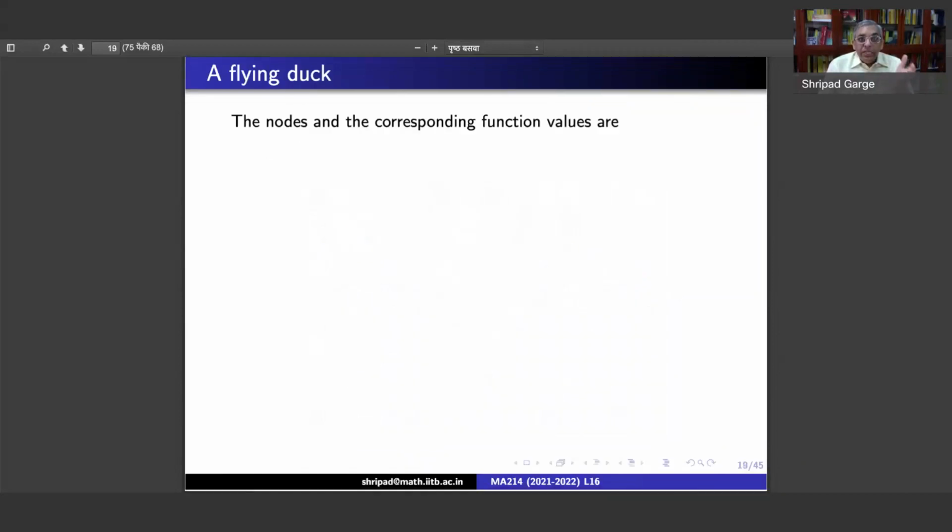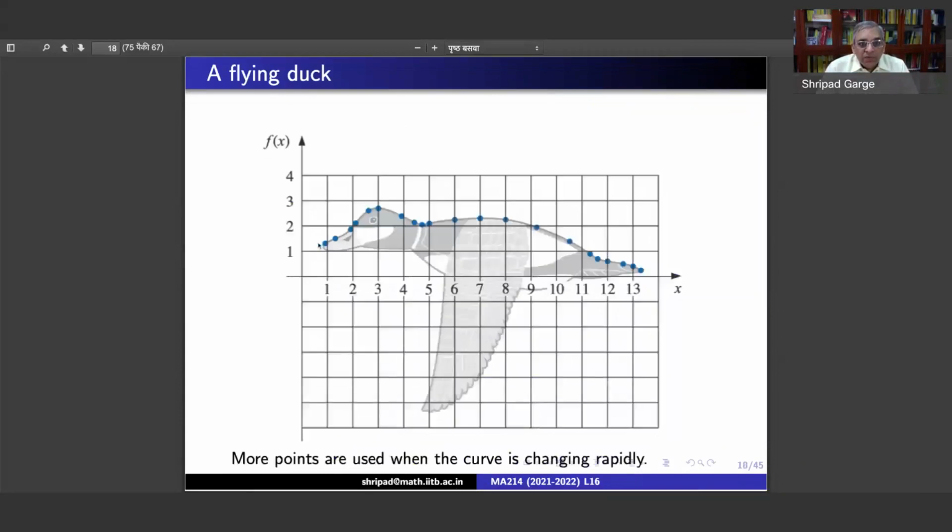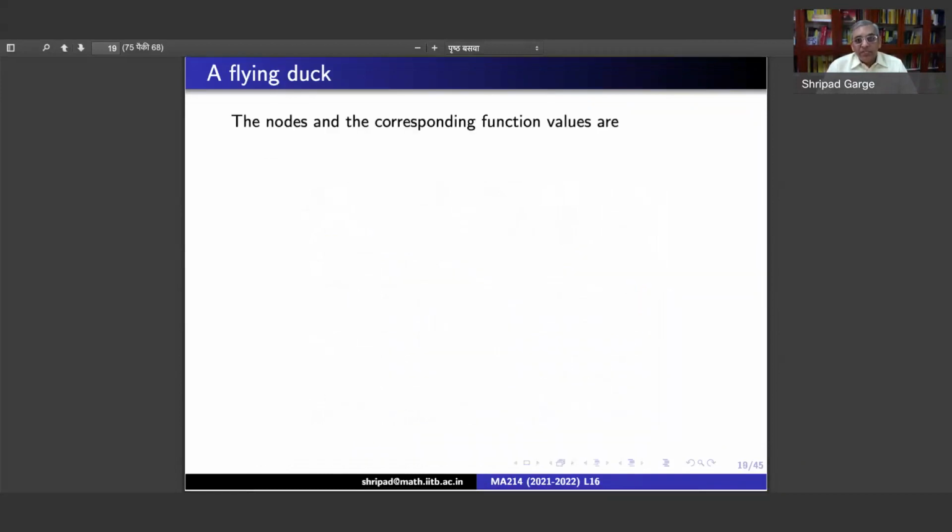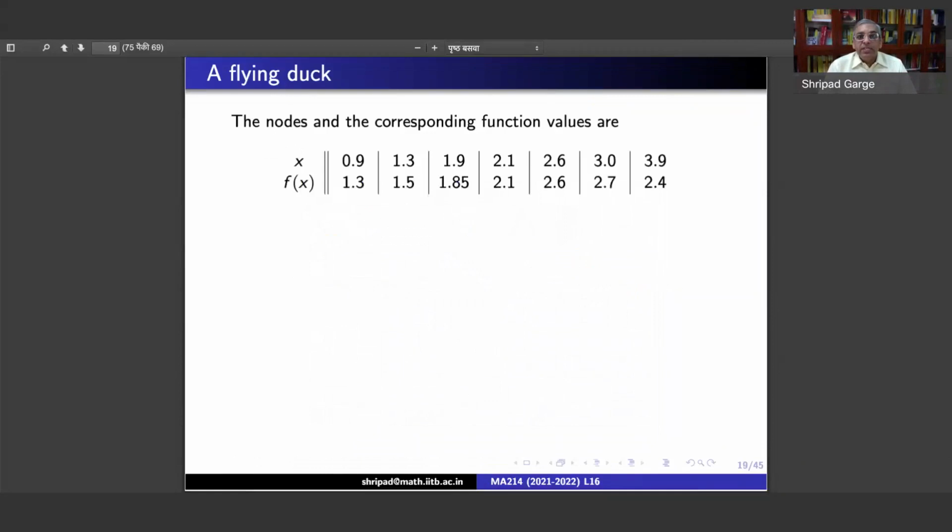And if you count the number of nodes here, there are a total of 21 nodes. So we will write down the nodes and the corresponding function values. Here we have started with the first seven nodes. We go from 0.9, then 1.3, 1.9, 2.1, 2.63, and 3.9. The values are going to be, after all, bounded. The values will not go high because it's some kind of a horizontal graph of the curve that we see.